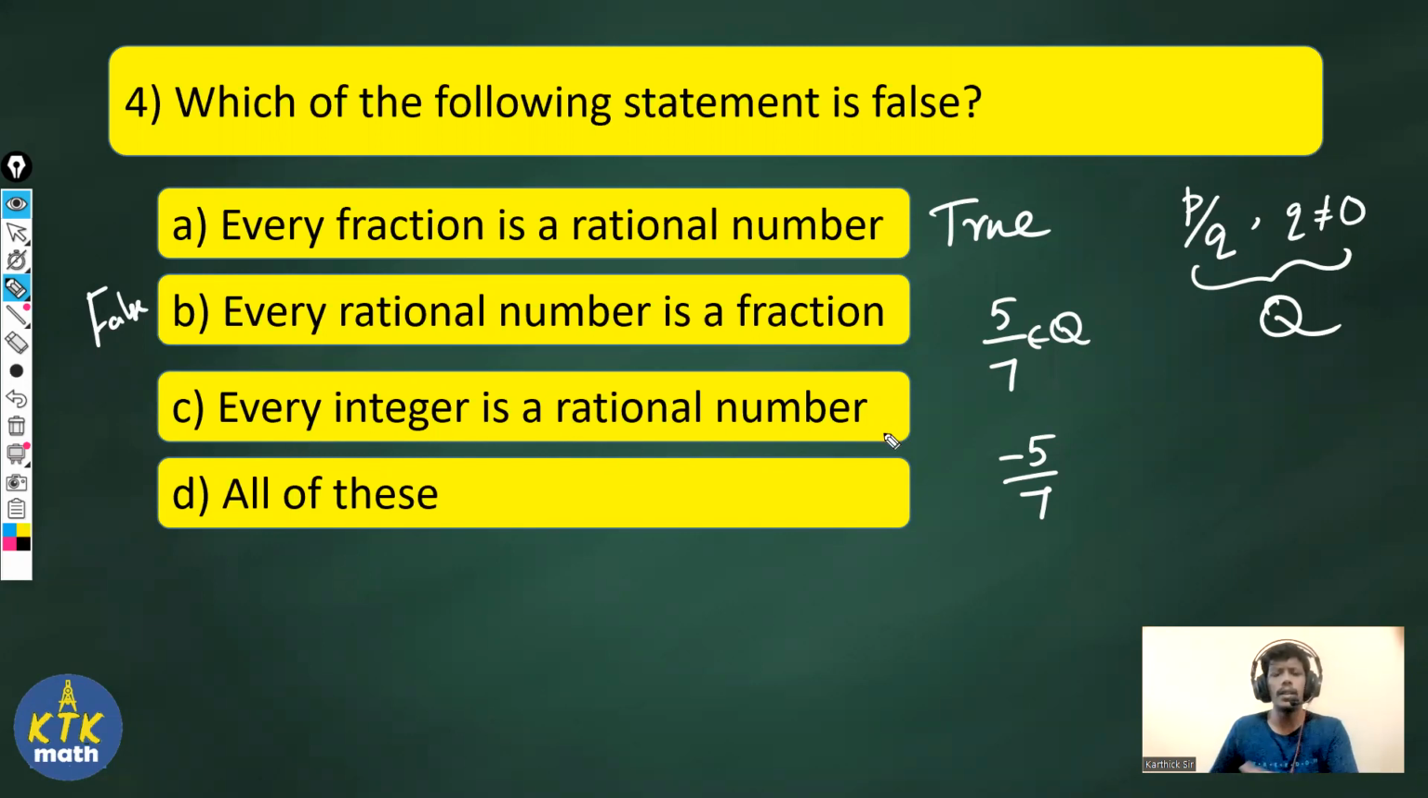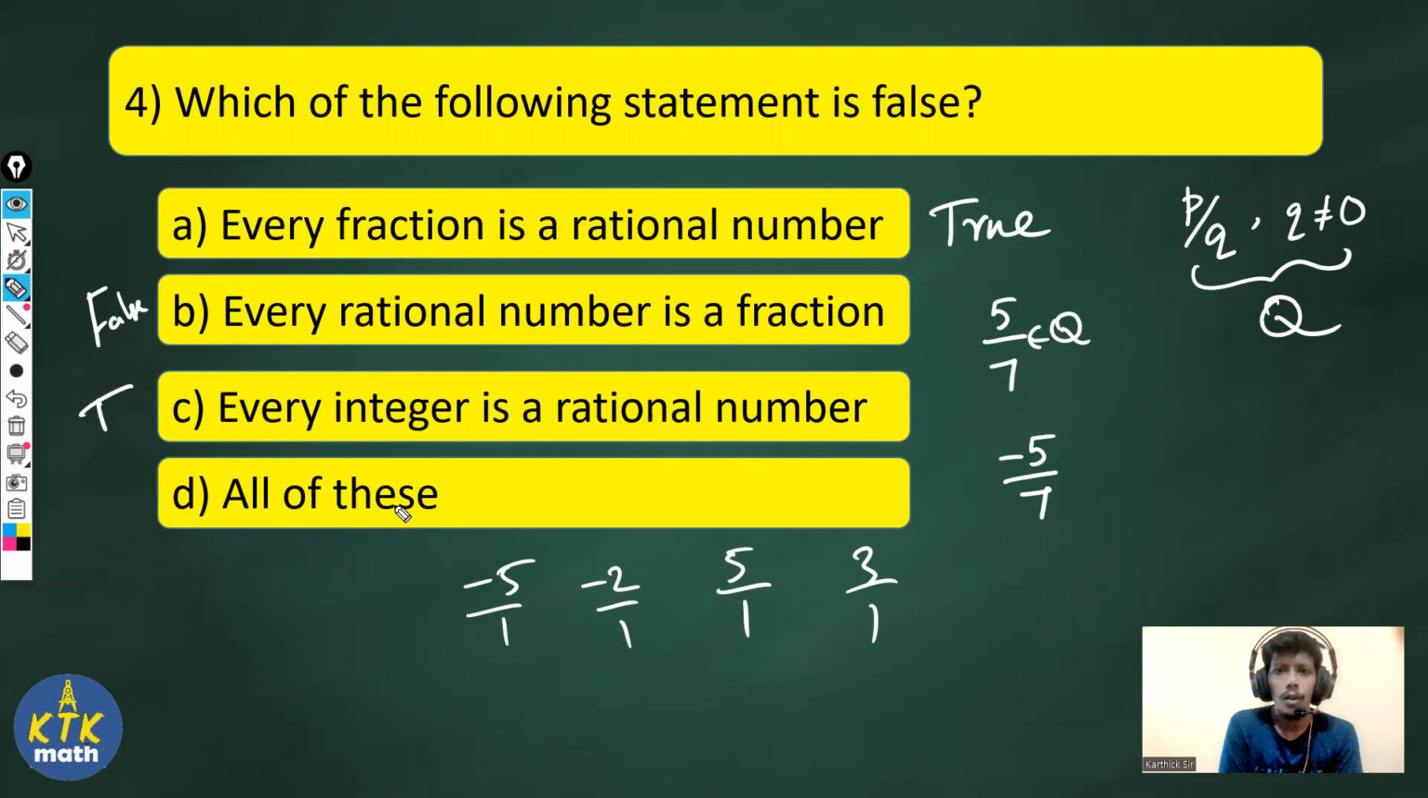Now you just check. Every integer is a rational number. Yes, it is true, because all integers can be represented with denominator 1: 5 by 1, or 3 by 1, or minus 2 by 1. Obviously, it is in the form of P by Q. So for this question, your correct answer is option B, because the question asks which of the following is false, and the false statement is option B. I hope you understand this.